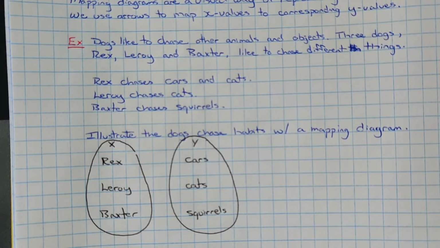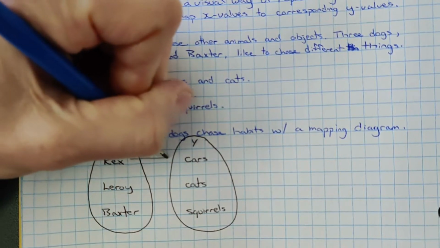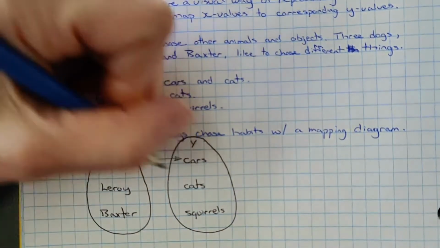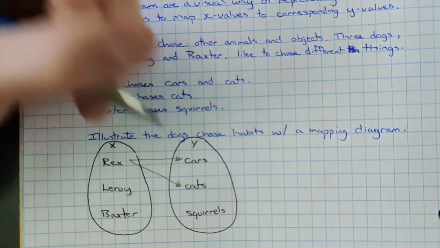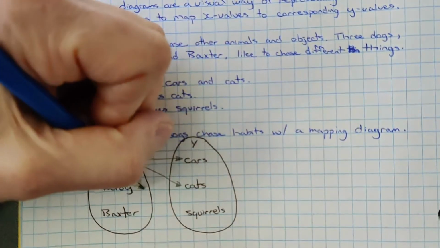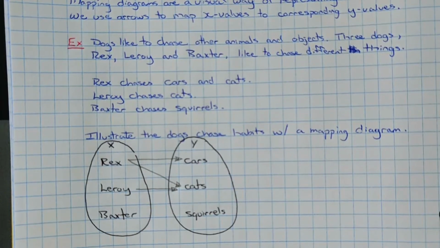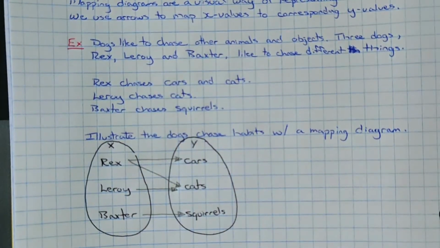So if we were now to take this and make a mapping diagram, we need to draw lines from each of the different x values to the y values that they represent. So Rex likes to chase cars. So we draw an arrow from Rex to cars. Rex also likes to chase cats. So we're going to draw an arrow from Rex to cats. Then Leroy, well, he likes to just chase cats. So we draw an arrow from Leroy pointing to cats. And finally, Baxter likes to chase squirrels. So Baxter goes down here, and there we have Baxter chasing squirrels.